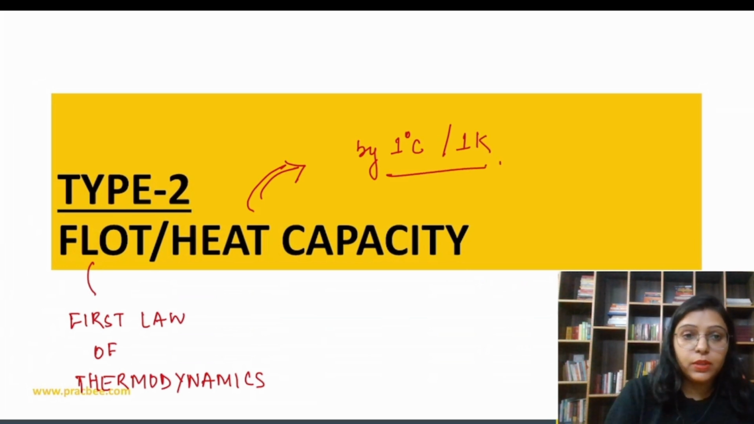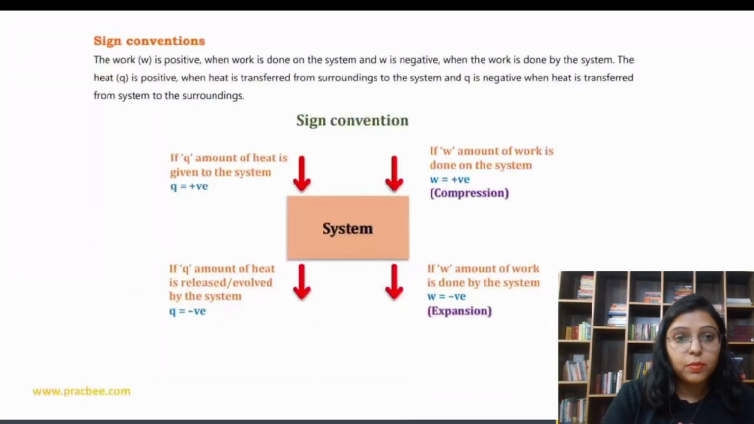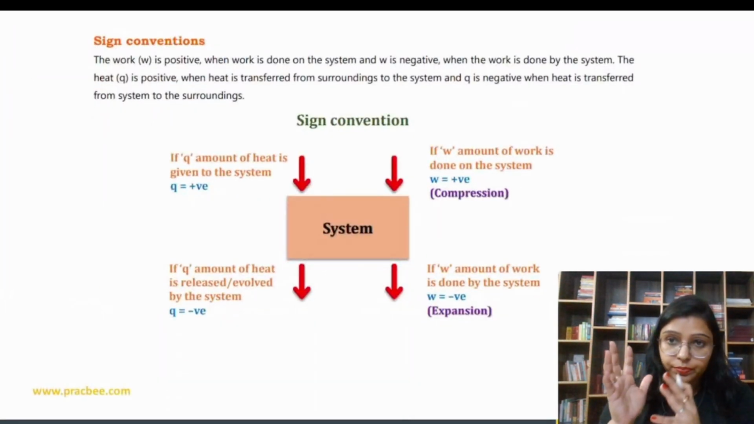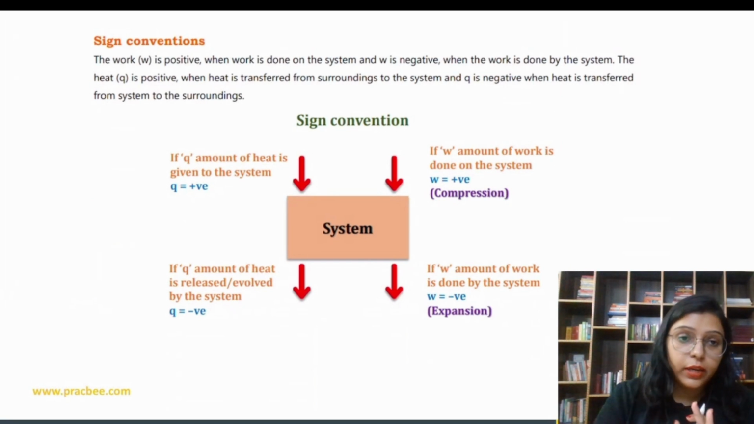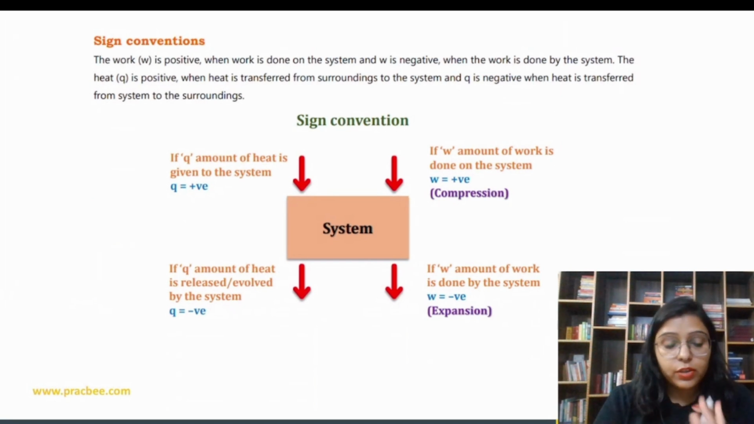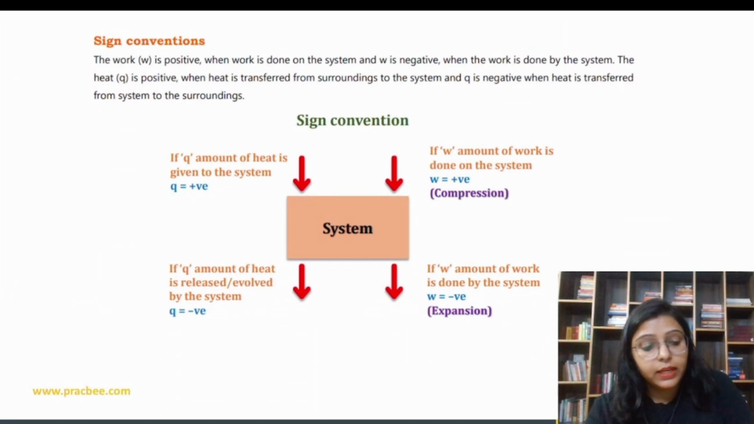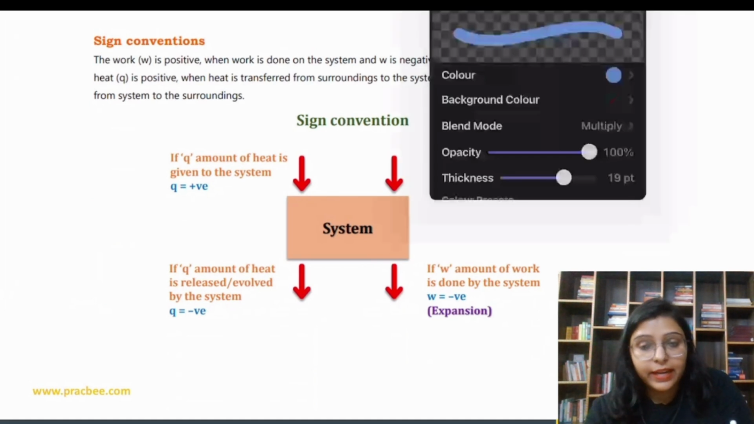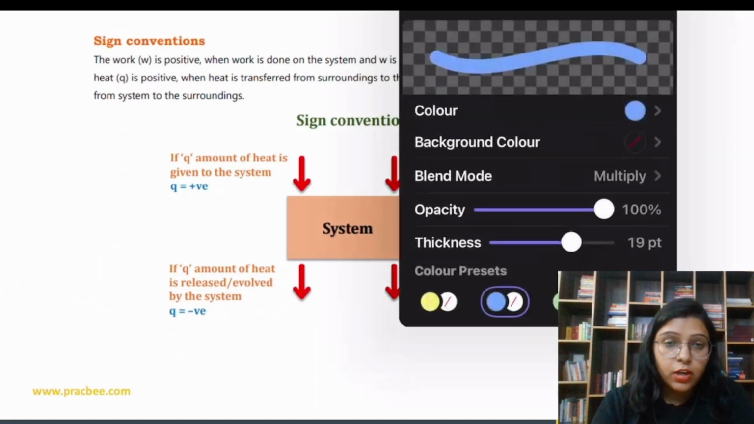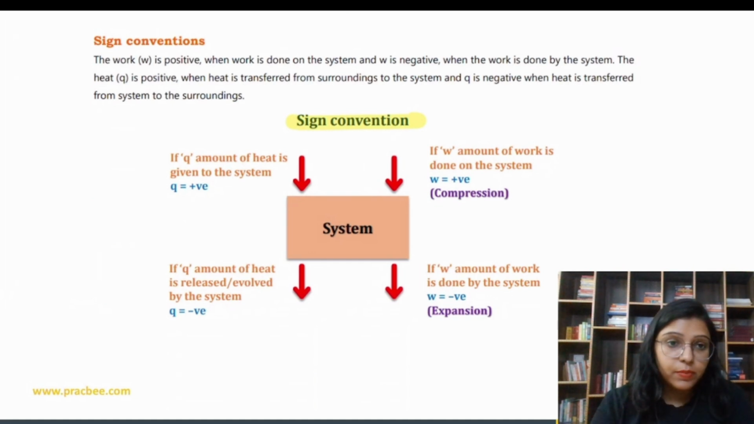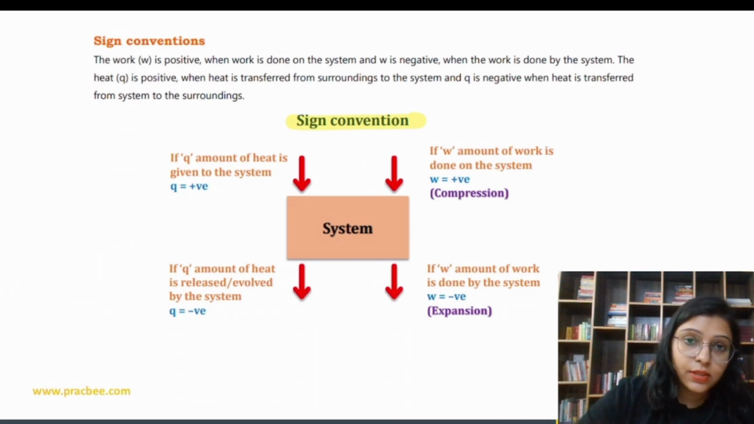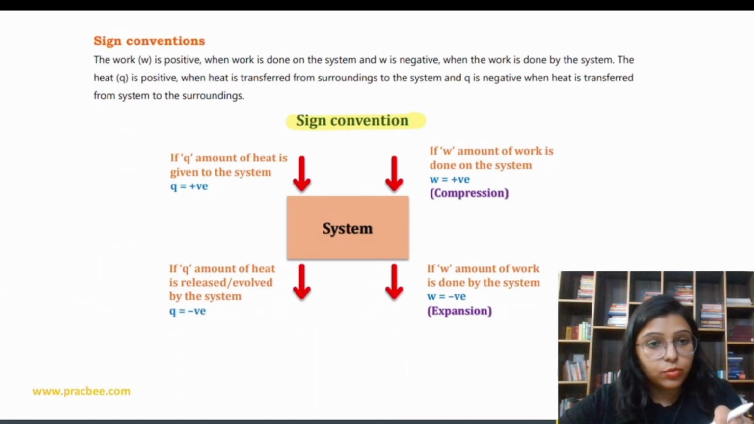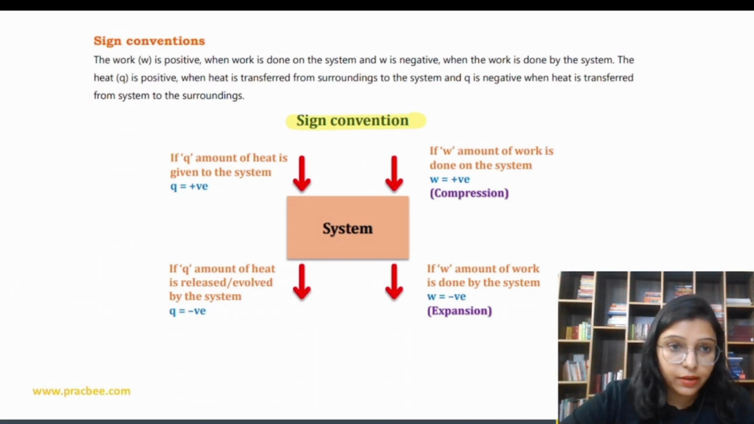But before starting with the question, let's discuss some basic formulas and basic terms which are required in order to solve the question. First of all, an important part is the sign convention, right? Sign conventions are very important. So what happens if the system absorbs heat? Then we have to take Q as positive. It means the magnitude we have to take as positive. If the heat is released from the system, then we have to take the magnitude of heat energy as negative.